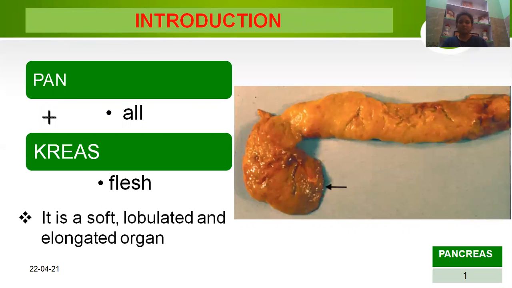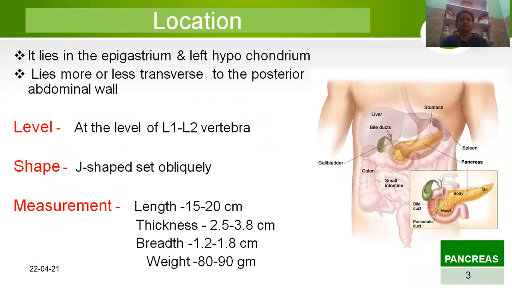Now, location. The pancreas lies in the epigastrium and left hypochondrium region. This is the pancreas, this is the epigastric region and this is the hypochondrial region. The pancreas lies more or less transverse to the posterior abdominal wall.